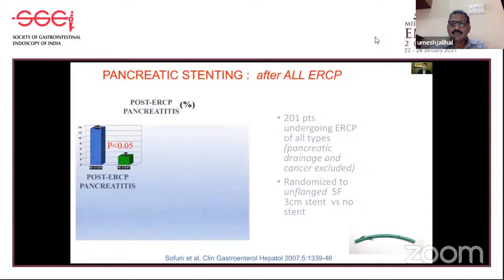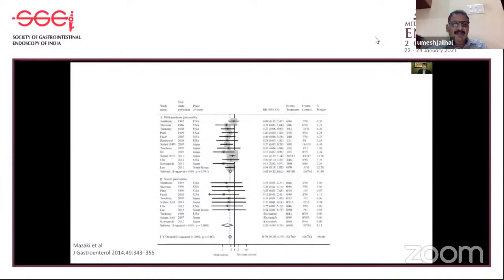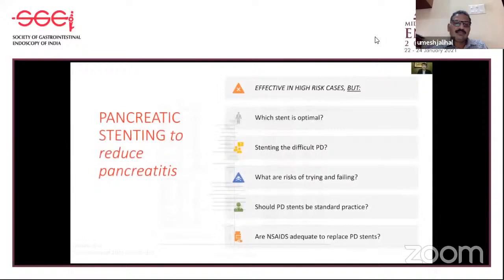These are some of the meta-analyses that show that stenting favors reduction in post-ERCP pancreatitis. Again, this is another meta-analysis that favors stenting in reduction of post-ERCP pancreatitis. So pancreatic stenting does reduce pancreatitis. Is it effective in all cases? I think it is effective, but instead of causing more trauma and damage, it is effective in high-risk cases.